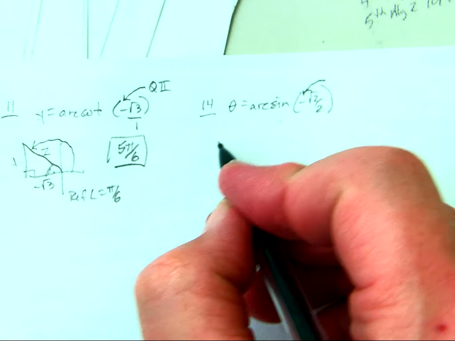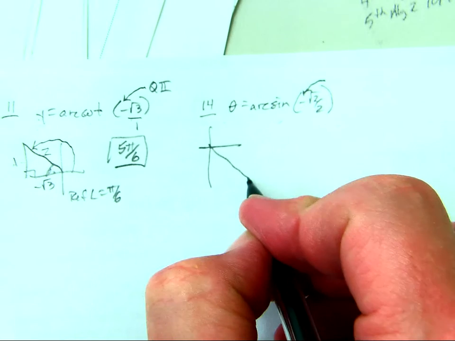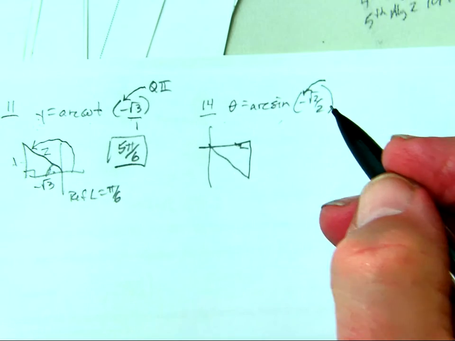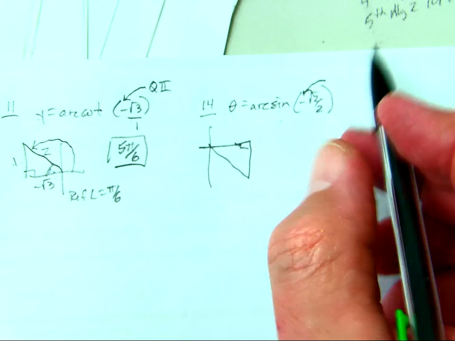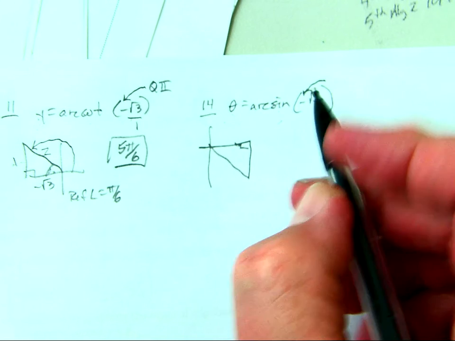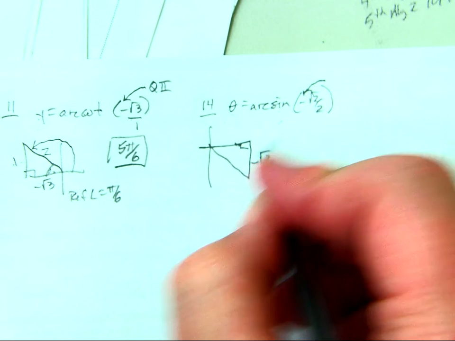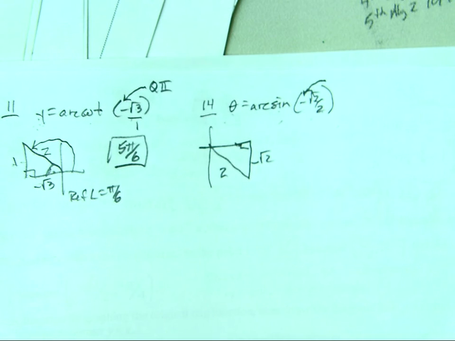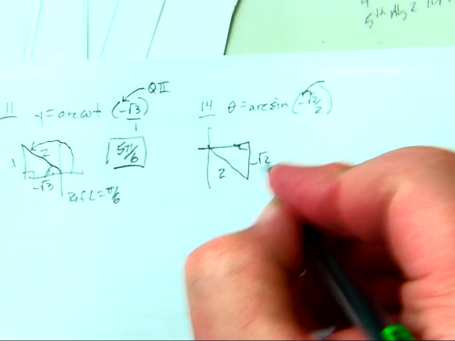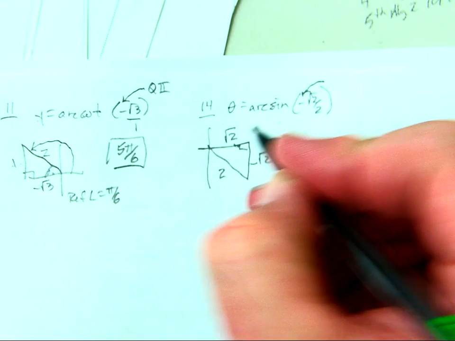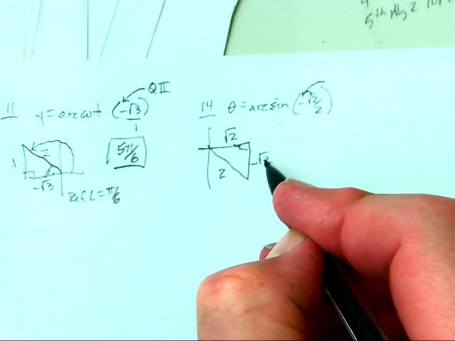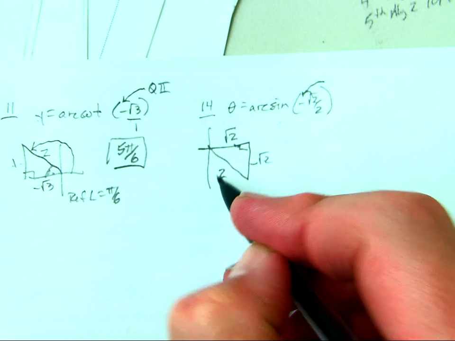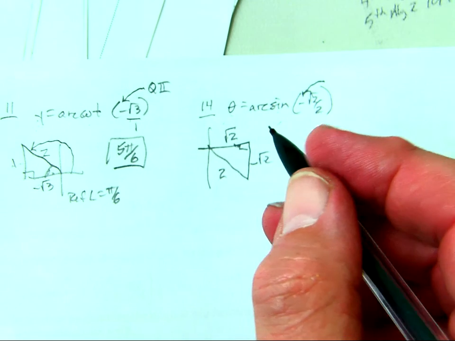So they're negative in quadrant 4. So when I draw that, I'm going to draw it in quadrant 4. And it says, what angle has a sine of negative radical 2 over 2? So sine is opposite over hypotenuse. Now this doesn't necessarily look like one of our triangles, but it is. If you did the Pythagorean theorem, this side would be radical 2. So this is the same triangle as 1, 1, radical 2. So this is a 45, 45, 90 triangle.